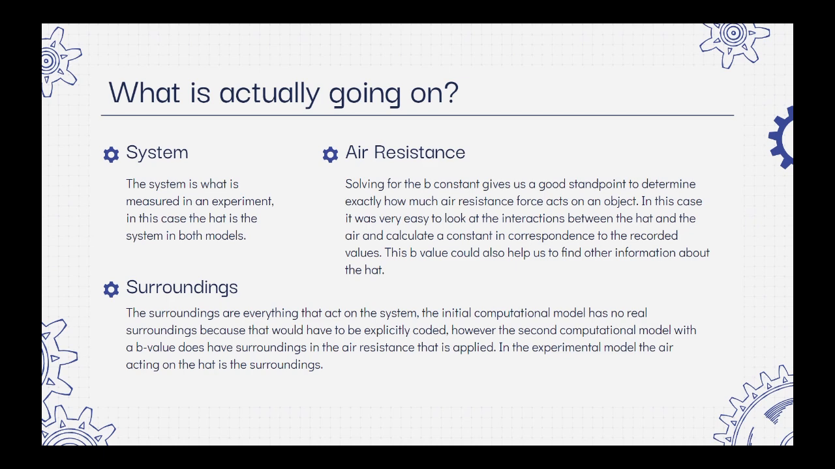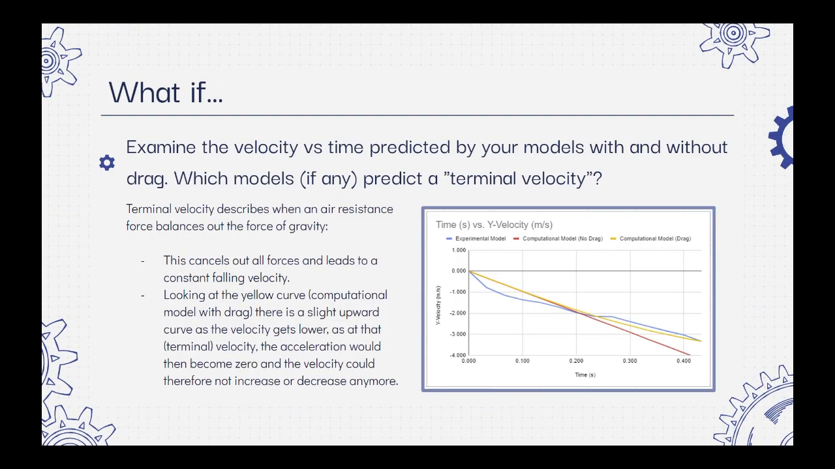So a lot of questions are like, what is a terminal velocity? On this slide we're just going to talk about terminal velocity. Terminal velocity is when air resistance balances out the force of gravity. This cancels out all the forces and it leads to a constant falling velocity. As you can see, that yellow curve is turning back up. You can see it especially towards the bottom, and that means that it would zero out and become constant.